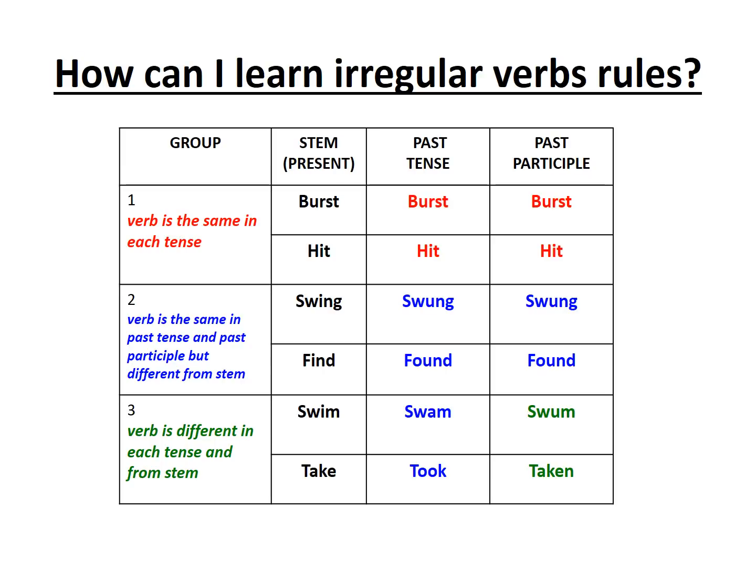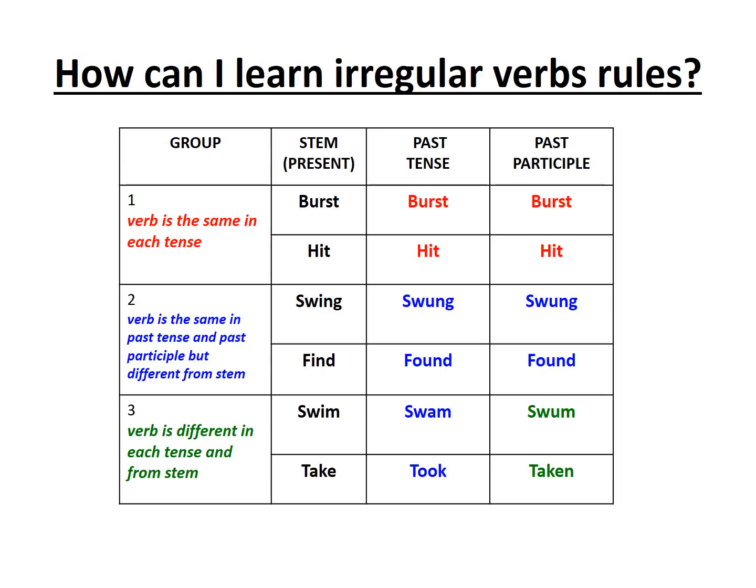Now with the second group, the verb is the same in the past tense and its past participle, but it's different from the original stem, or in this case, present tense. I swing the ball is in present tense. I had swung the ball is past. I find the food delicious is in the present tense. I found your food delicious is in the past tense. These are different.